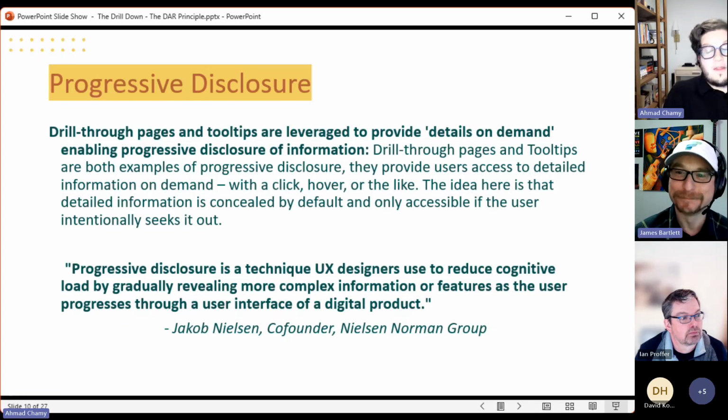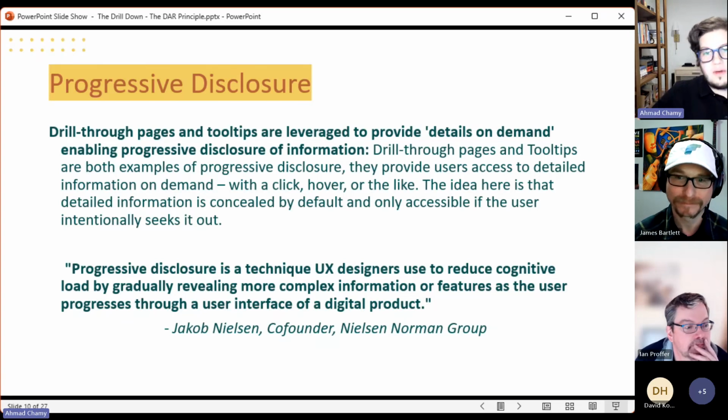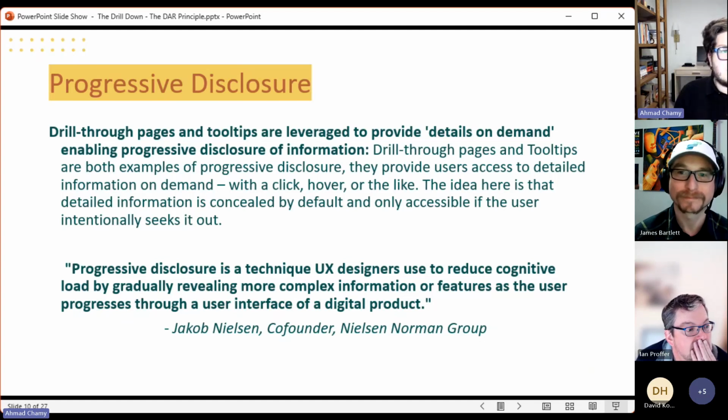Another concept you may have heard of, if you're reading up on this, is progressive disclosure. Progressive disclosure essentially means that as you progress through something, it discloses more information. Again, details on demand. As you move through an interface, more details are revealed to you where it makes sense. It's a technique in UX design that reduces the cognitive load.